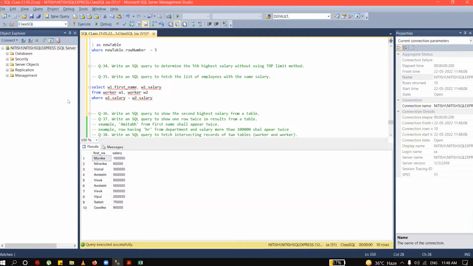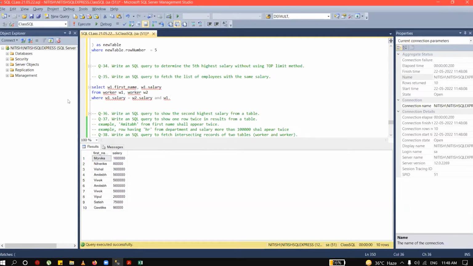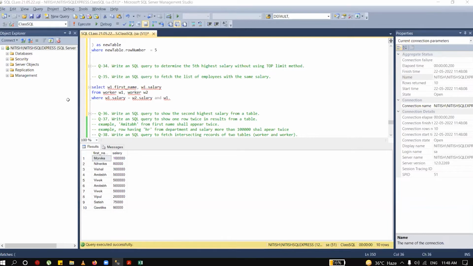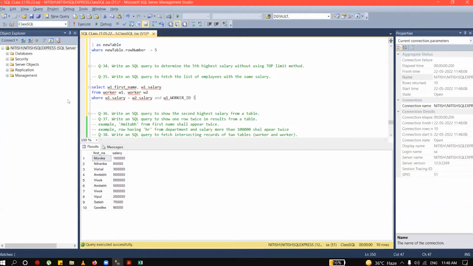And I'm looking forward to one more clause. I am looking for your first name, salary, as well as the order also. So W1 dot worker ID is not equal to W2 dot worker ID. And here are the two answers.